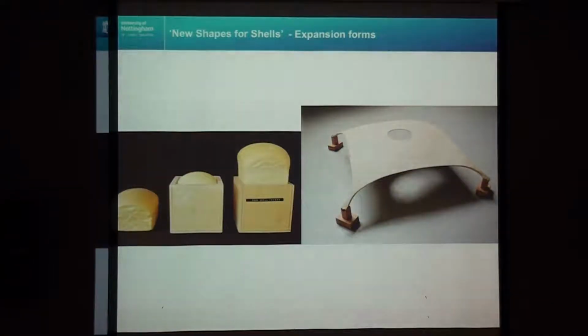And a fourth method that he didn't include in that paper was the expansion forms that he also used later on. And in discussions with him, he never really said what led him to do this, except seeing bread rising, the way that formed under pressure of the yeast, that formed a nice curved surface that he thought he would investigate.